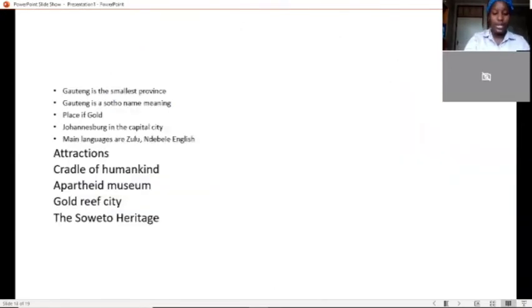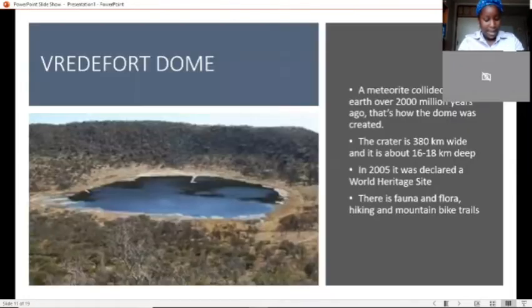Ma'am, is the Vredefort Dome safe? It is safe. Remember, for a site to be declared, it has to be safe in order for people to come, right? It is UNESCO that declares it. UNESCO cannot say this is a site if it is not safe, if it will put people's lives in danger. So it is very much safe.